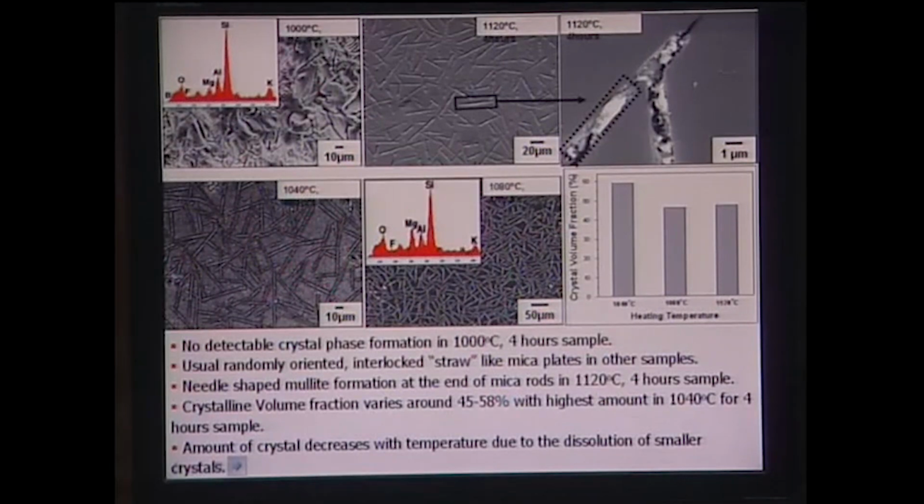Now this is the microstructure typically observed when you change the temperature. You start with 1000 degrees Celsius, and it is an amorphous matrix. You heat it at 1120 degrees Celsius for 4 hours, and what you see here is that microcrystals form. At 1120 degrees Celsius, similar microcrystals form, and you can see that they are interlocking type of crystals. At the other temperatures, 1040 and 1080, you also see interlocking crystals. The major difference is the volume fraction of the crystals that form. At 1040 it is around 50 to 60 volume percent. At around 1080 it is a little less, around 45% of crystals formed.